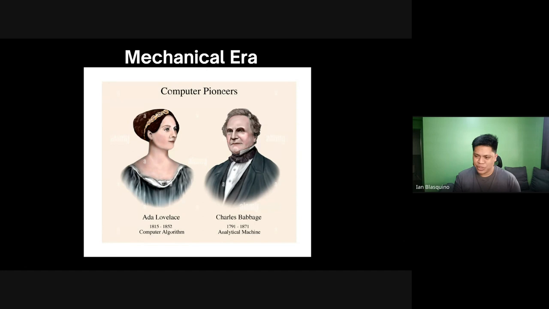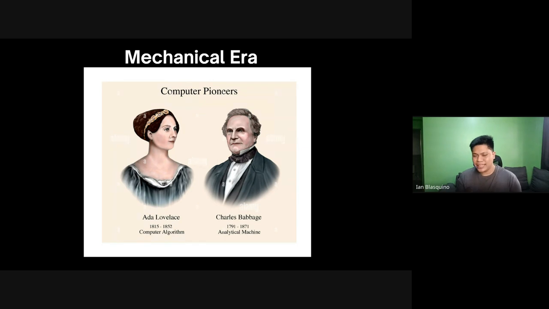during the 19th century naman, sa 19th century period, this 19th century period laid the foundation for modern computing, with the work of these two people, the work of Charles Babbage and Ada Lovelace, na kung saan during this time, nagkaroon ng programmable machines and algorithms.